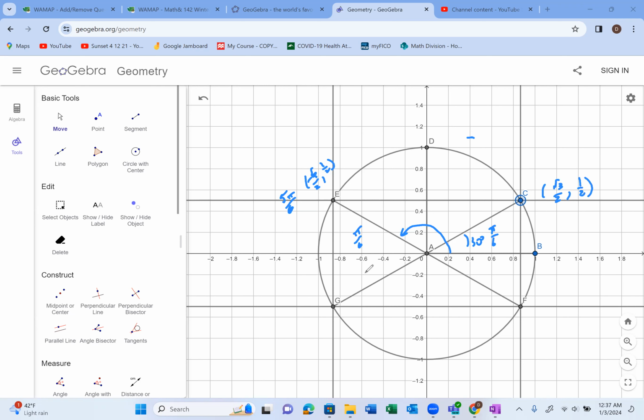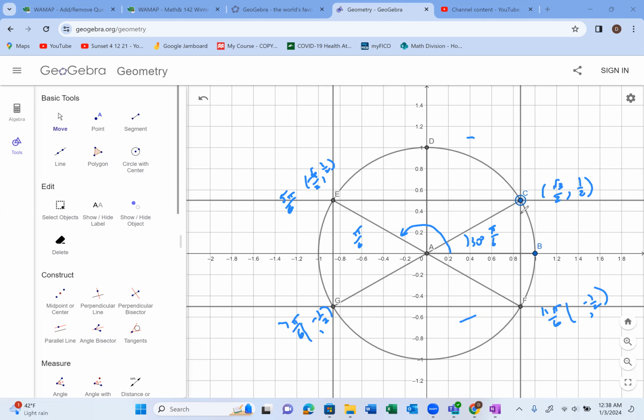At 7 pi over 6, sine is also equal to a half, but it's going to be negative because it's in the third quadrant. And then down here at 11 pi over 6, our sine is negative. The y-coordinate is negative 1/2.